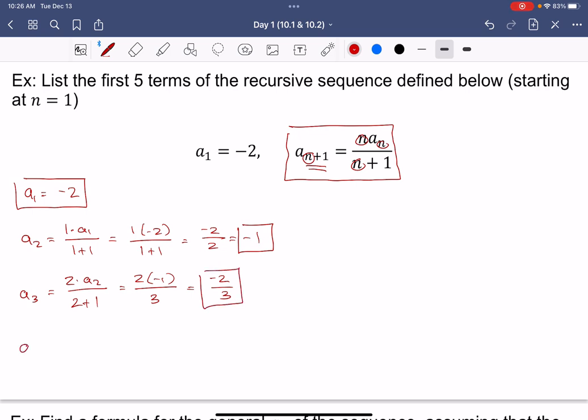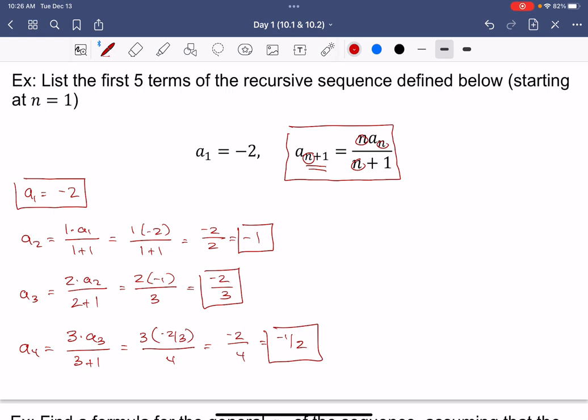All right, keep going. A sub 4. This would now be 3 times a sub 3 over 3 plus 1, which will end up being 3 times -2/3 over 3 plus 1, which is 4. Multiplying 3 times -2/3 is going to give us -2 over 4. And then that's going to simplify into -1/2.